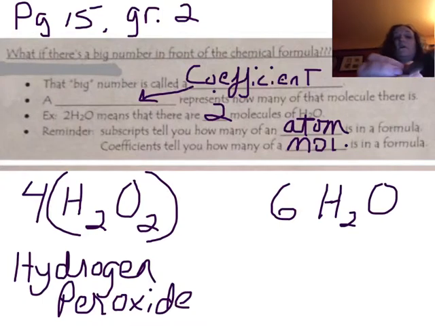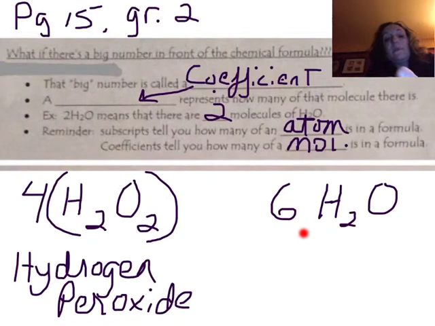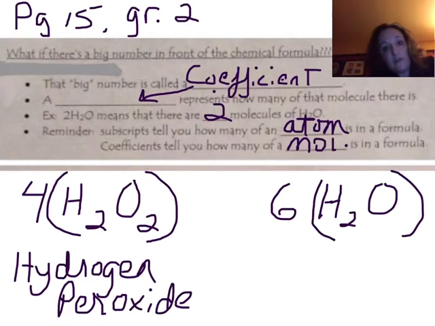All right. In another example over here, we have 6H2O. That means 6 water molecules. Okay. And of course, a water molecule, like we said a few minutes ago, has 2 hydrogens and only 1 oxygen atom in that 1 molecule.